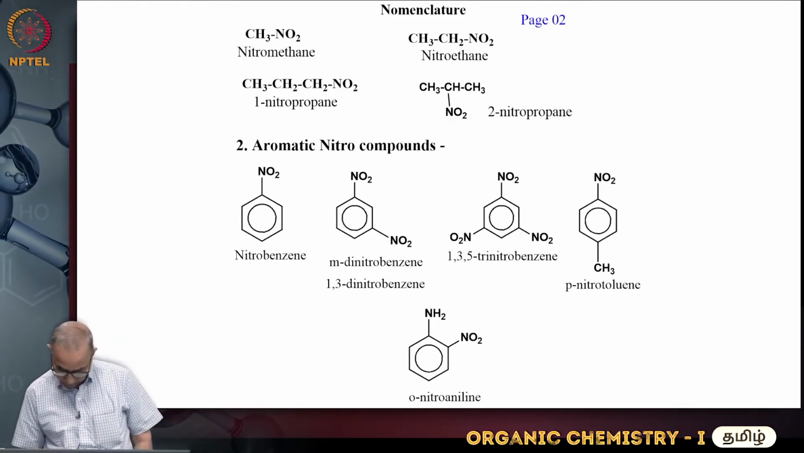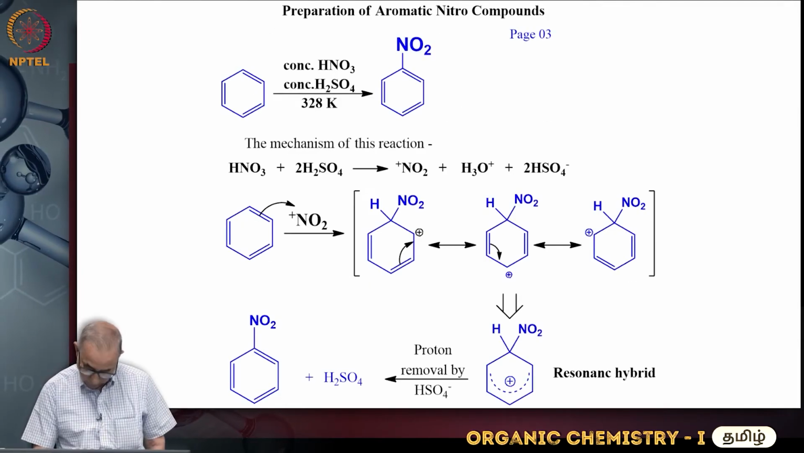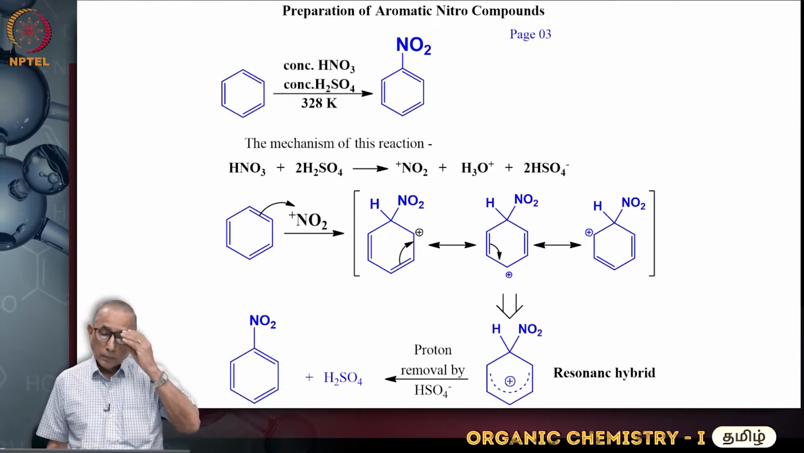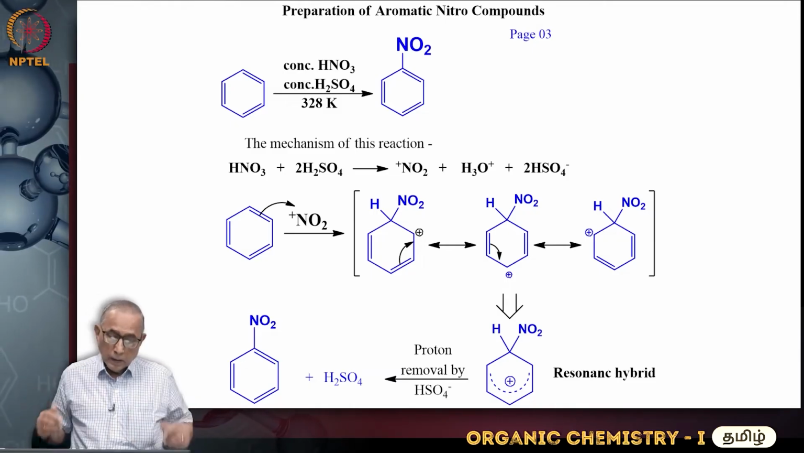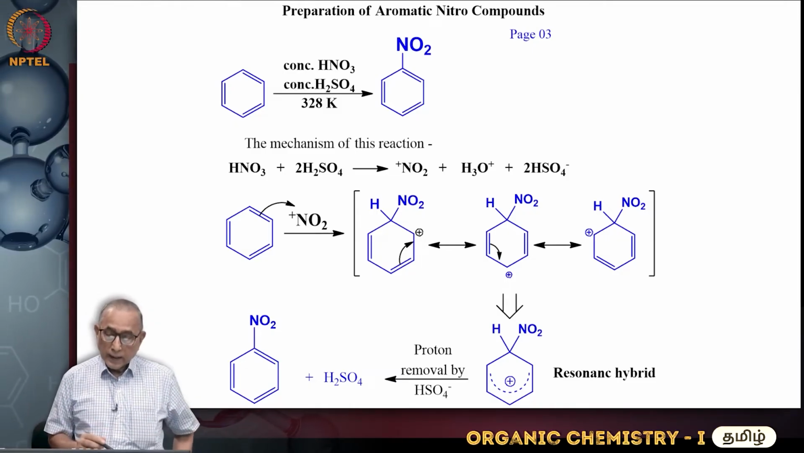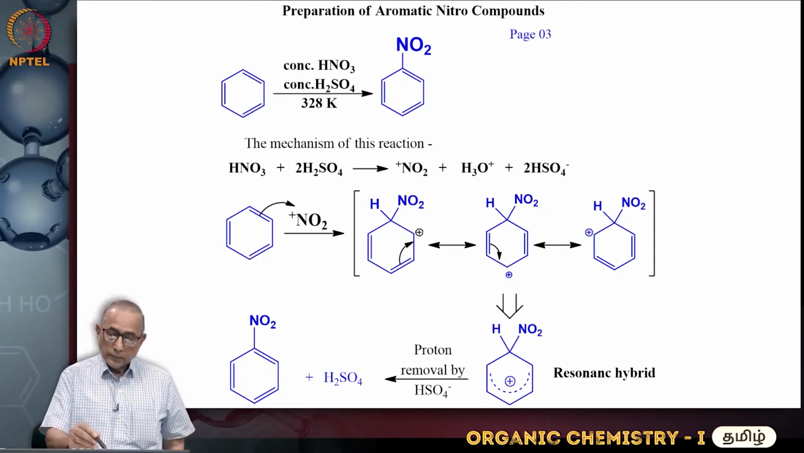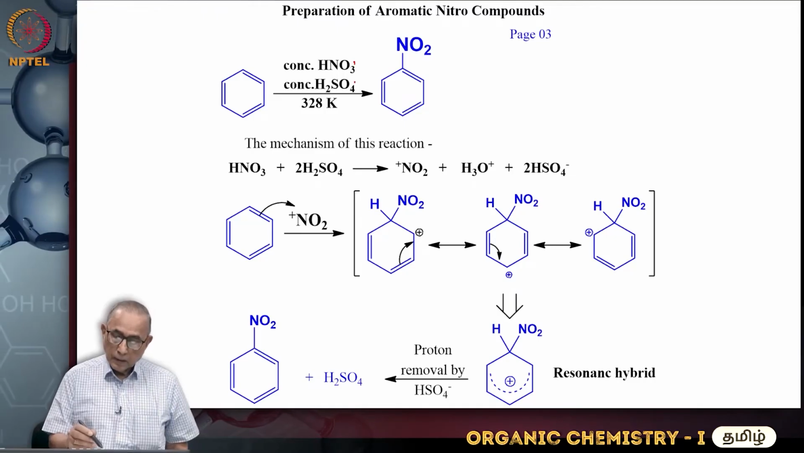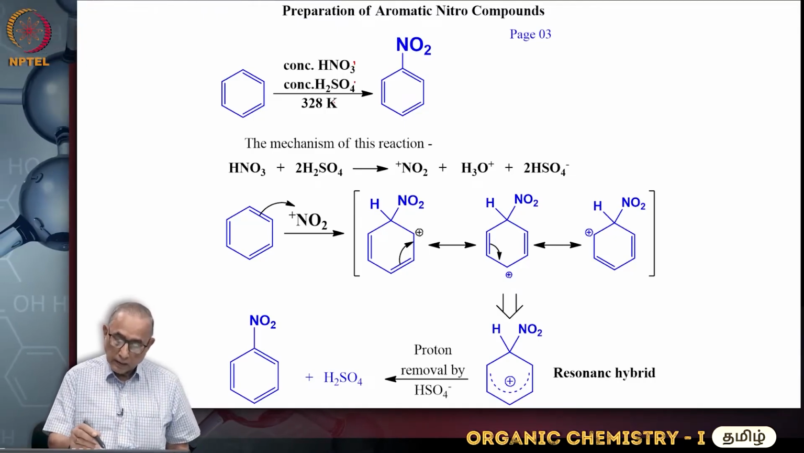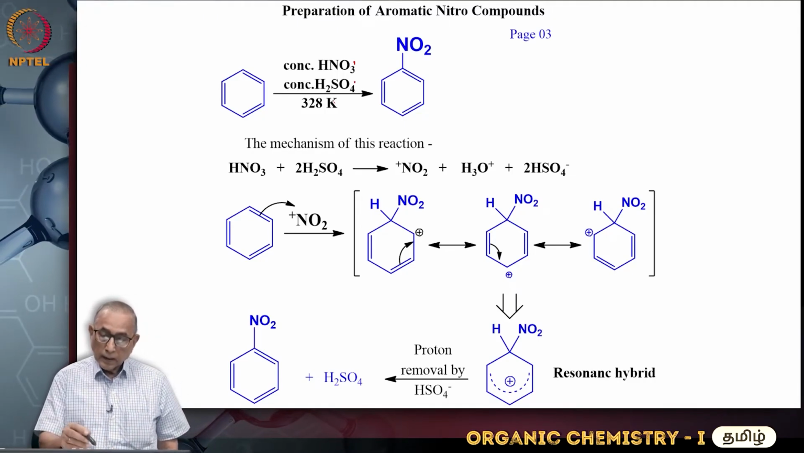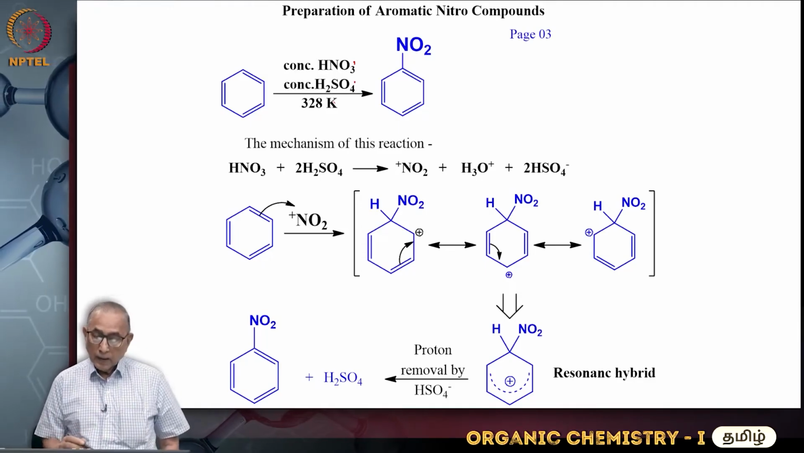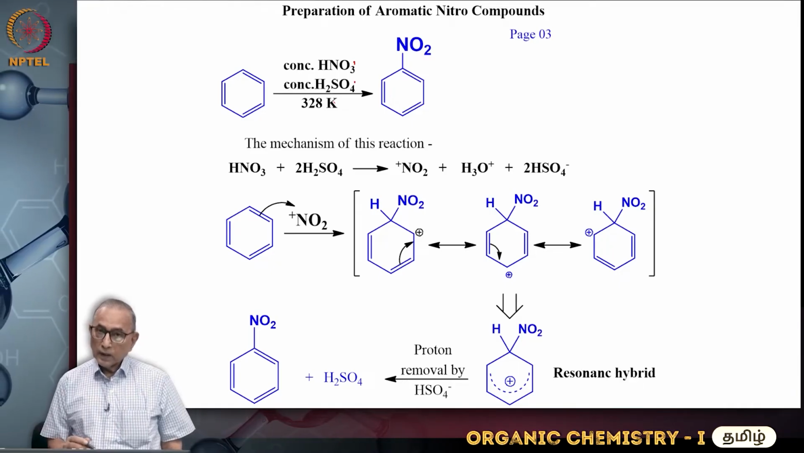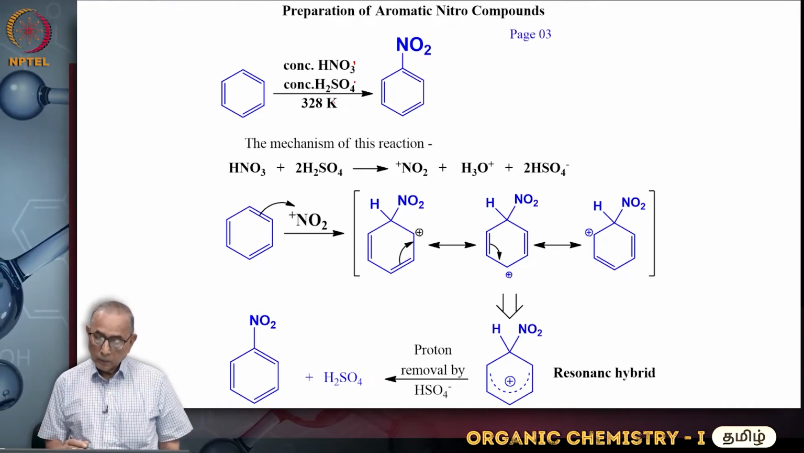Aniline is the common name. Now, preparation of these aromatic nitro compounds. Benzene reacted with concentrated nitric acid and concentrated sulfuric acid at 328 degrees gives nitrobenzene. Nitrobenzene is a very high boiling liquid, 212 degrees centigrade is the boiling point, nitro group.